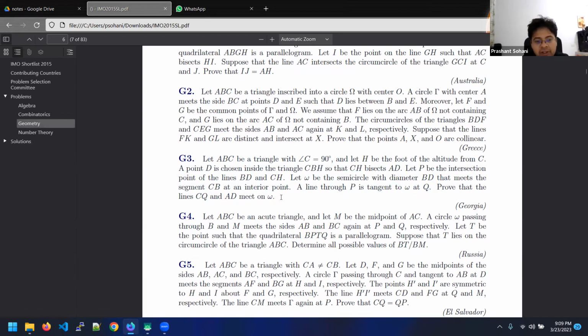Particularly, I think G3 is quite instructive because there are several approaches possible for G3, and each of them highlights one aspect of the geometry theory. So that is what I thought we can do today.